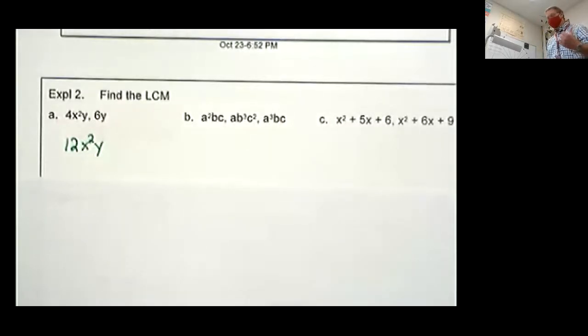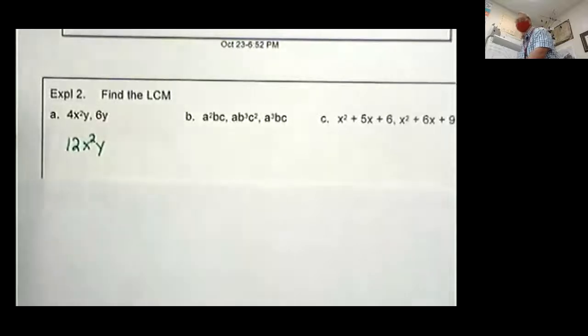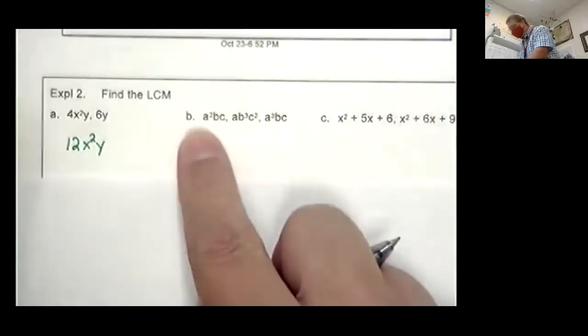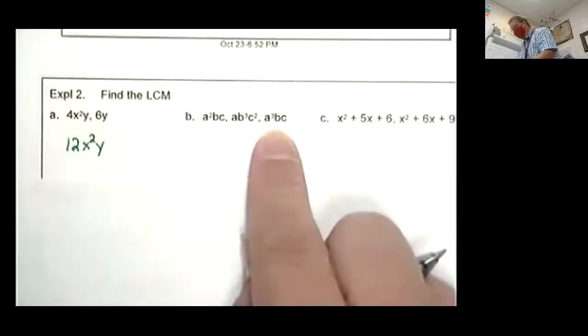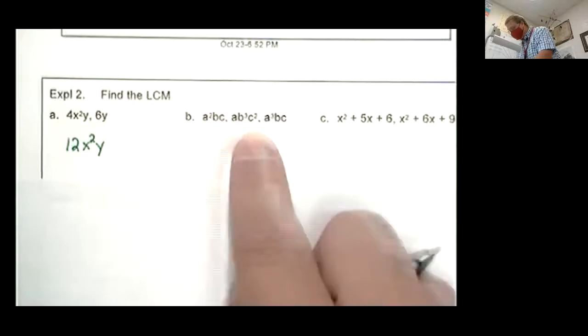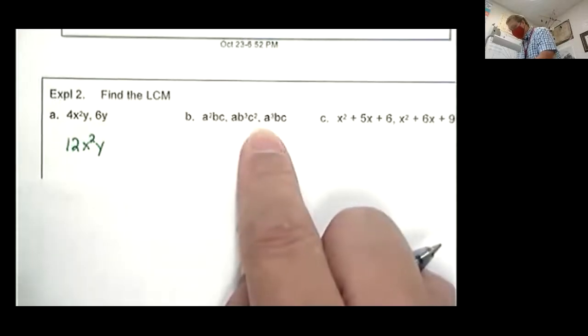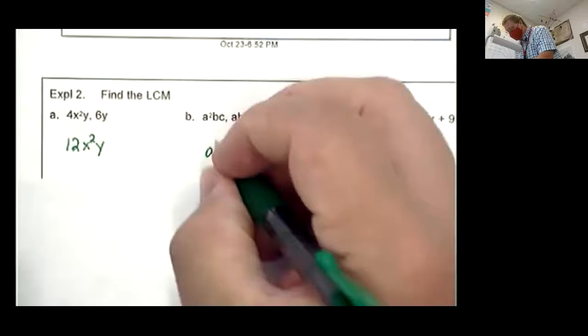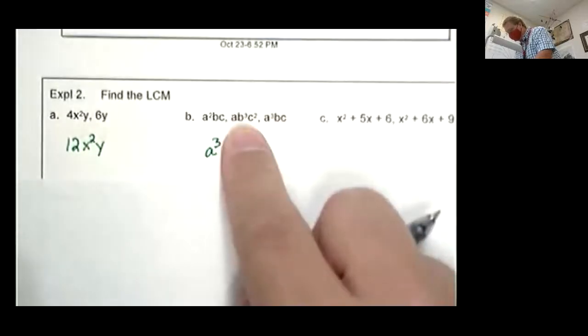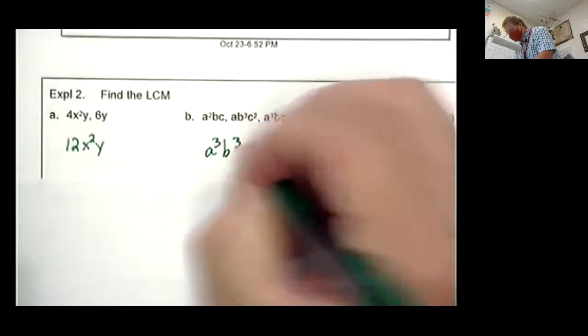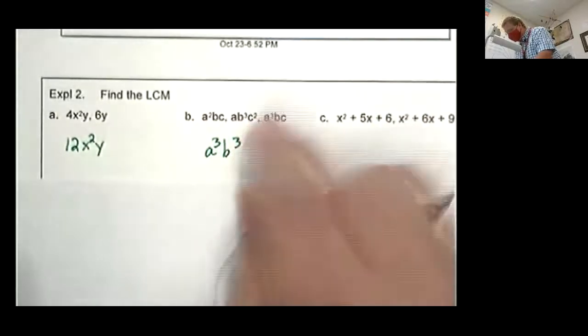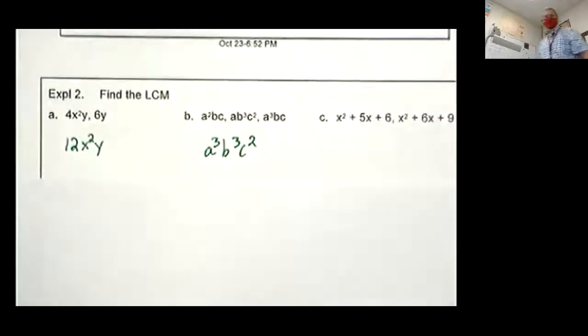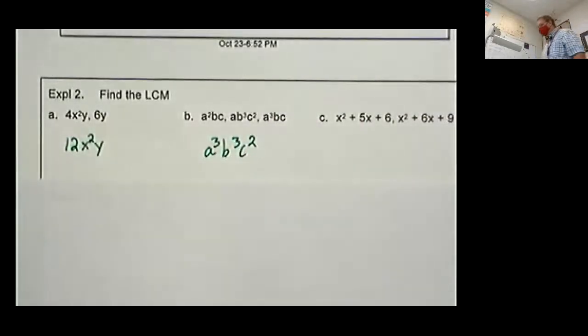The greatest common factor was what they have in common. We want the most. These are all variables, so there's no numbers. We want the most variables they have that appear, not in common. So for A, what's the most? Well, that's 3, so A cubed. B's, what's the most? That's, again, B cubed. And C, there's a C squared. So there's our least common multiple.